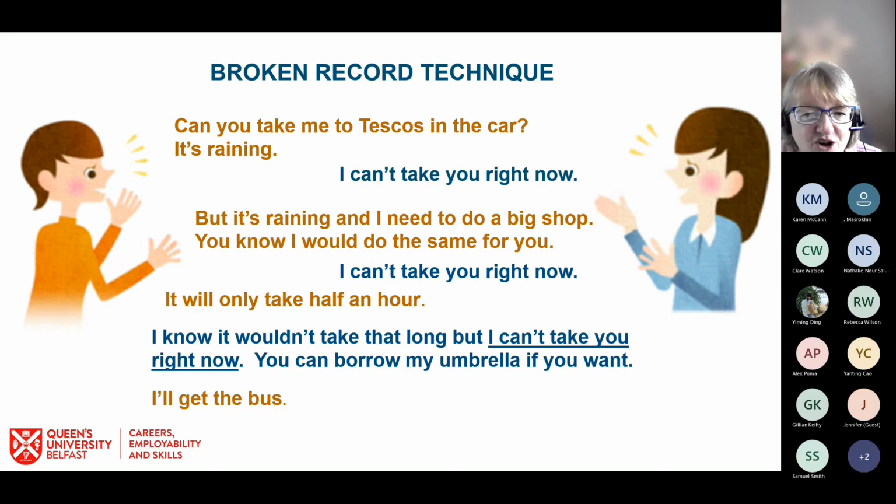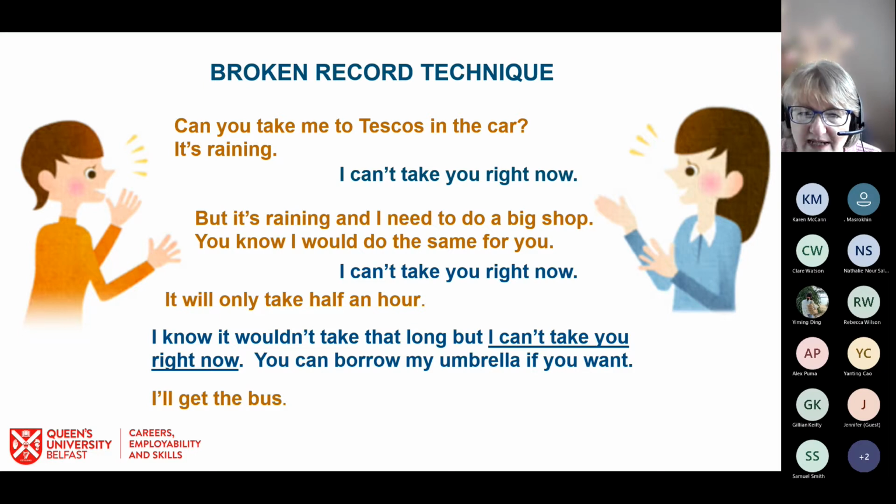It's not an easy thing to do. I'm not trying to say that sticking to your guns like that is easy. But if it was easy, you wouldn't need a technique in the first place. So decide what your response is going to be.